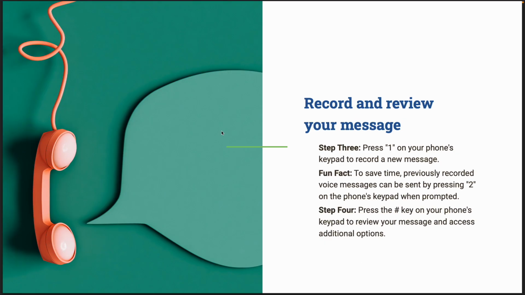Record and review your message. Step 3, press 1 on your phone's keypad to record a new message. Fun fact, to save time, previously recorded voice messages can be sent by pressing 2 on the phone's keypad when prompted. Step 4, press the pound key on your phone's keypad to review your message and access additional options.